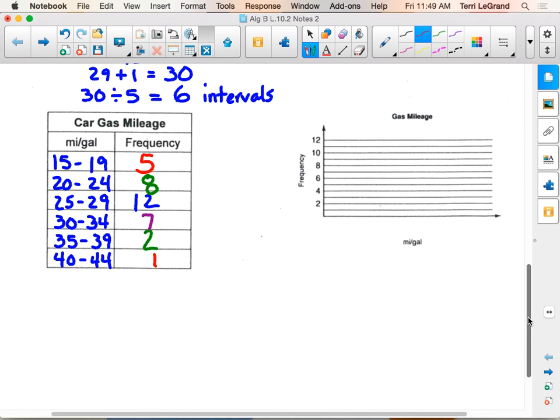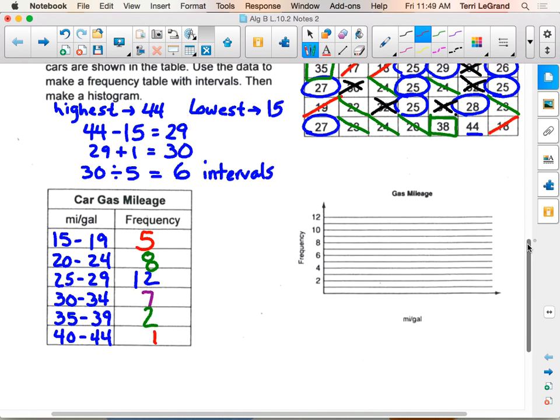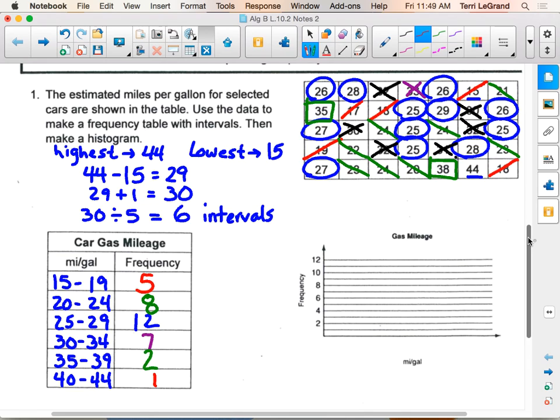No, in the frequency table, just the frequency table. They add up to what? How many should they add up to? What did we decide? Has anybody counted? Did we ever figure out how many there were?